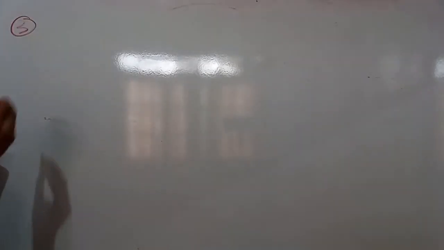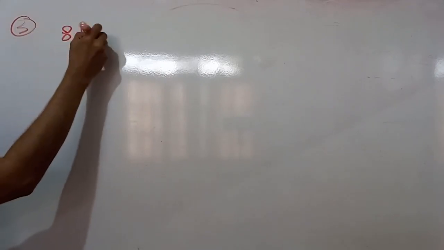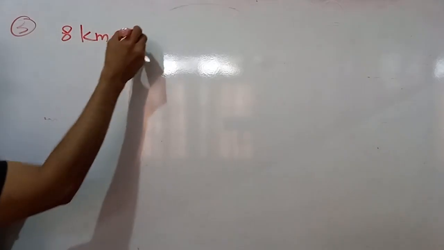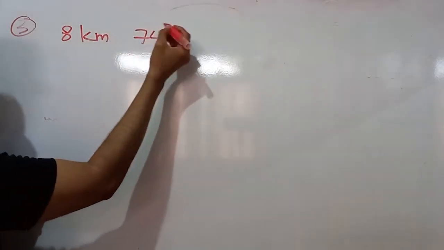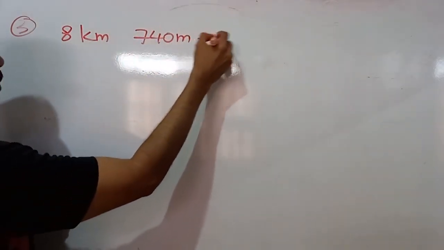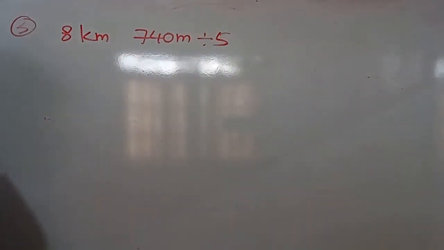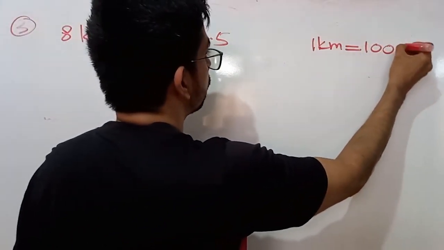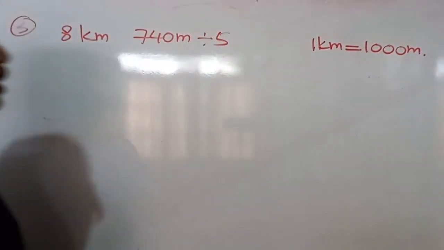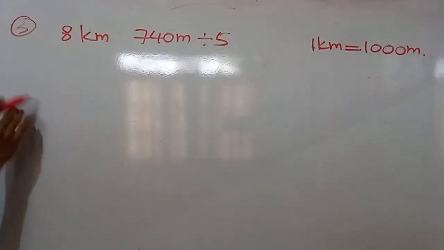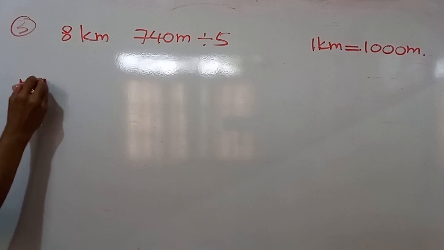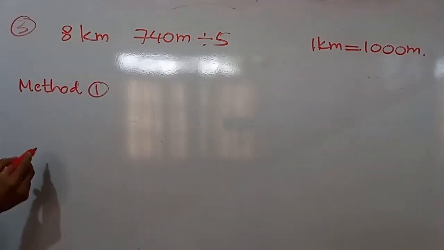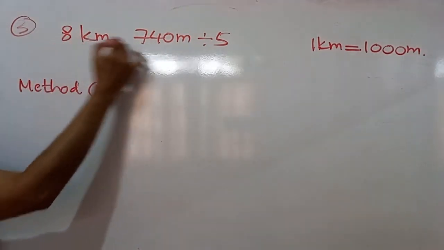So we have been given 8 kilometers and 740 meters, we have to divide this by what? 5. 1 kilometer, that is always equal to what? 1000 meters. Right, so we will do this using the first method, method 1, right? So 8 kilometers and 740 meters.